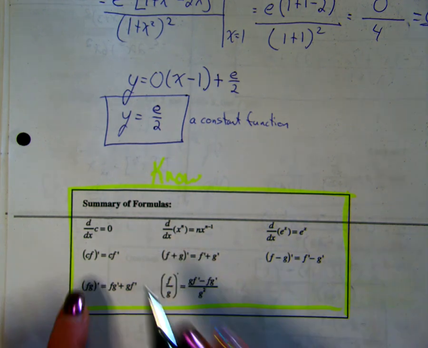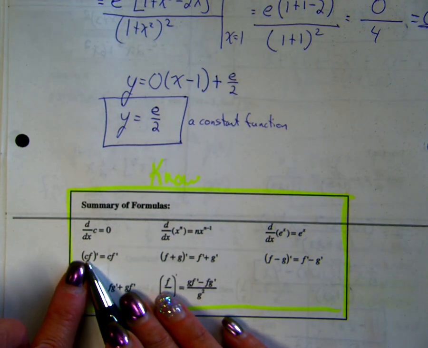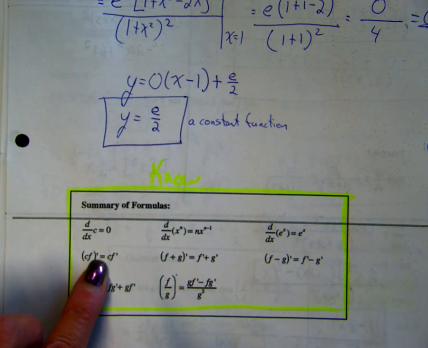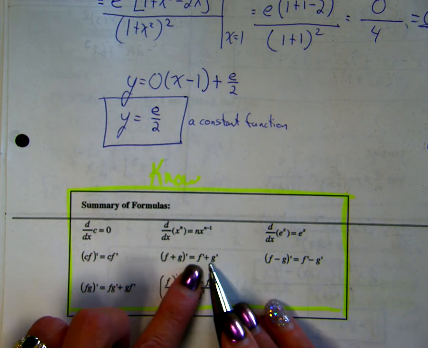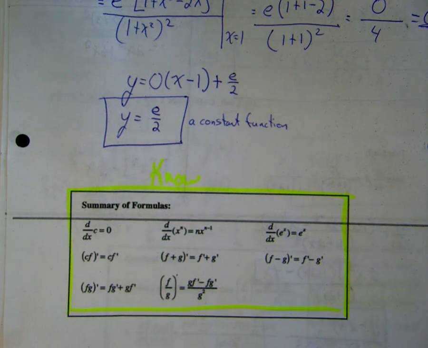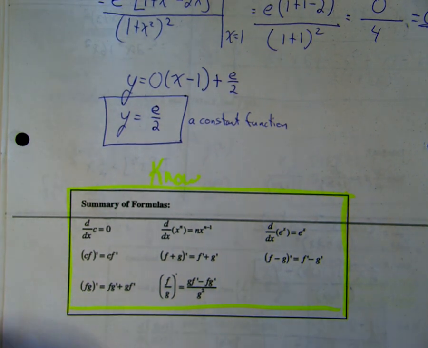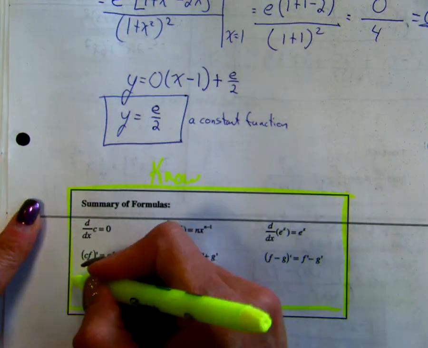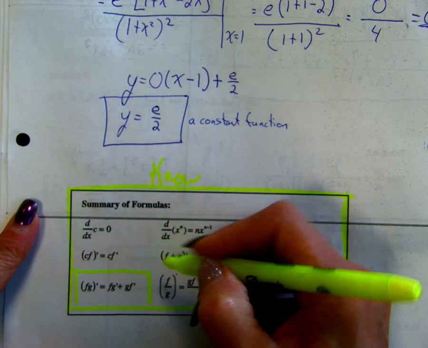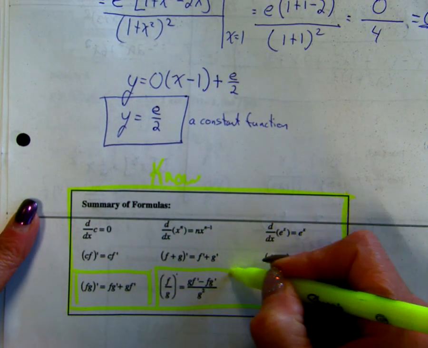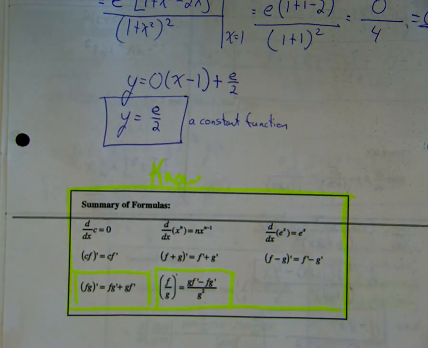This only works for a polynomial function or a power function. If you have a constant times a function, you want the derivative, pull the constant out. If you have a sum, take the derivative separately, same as when you're subtracting. When you're multiplying, you need the product rule. When you are dividing, you need the quotient rule.